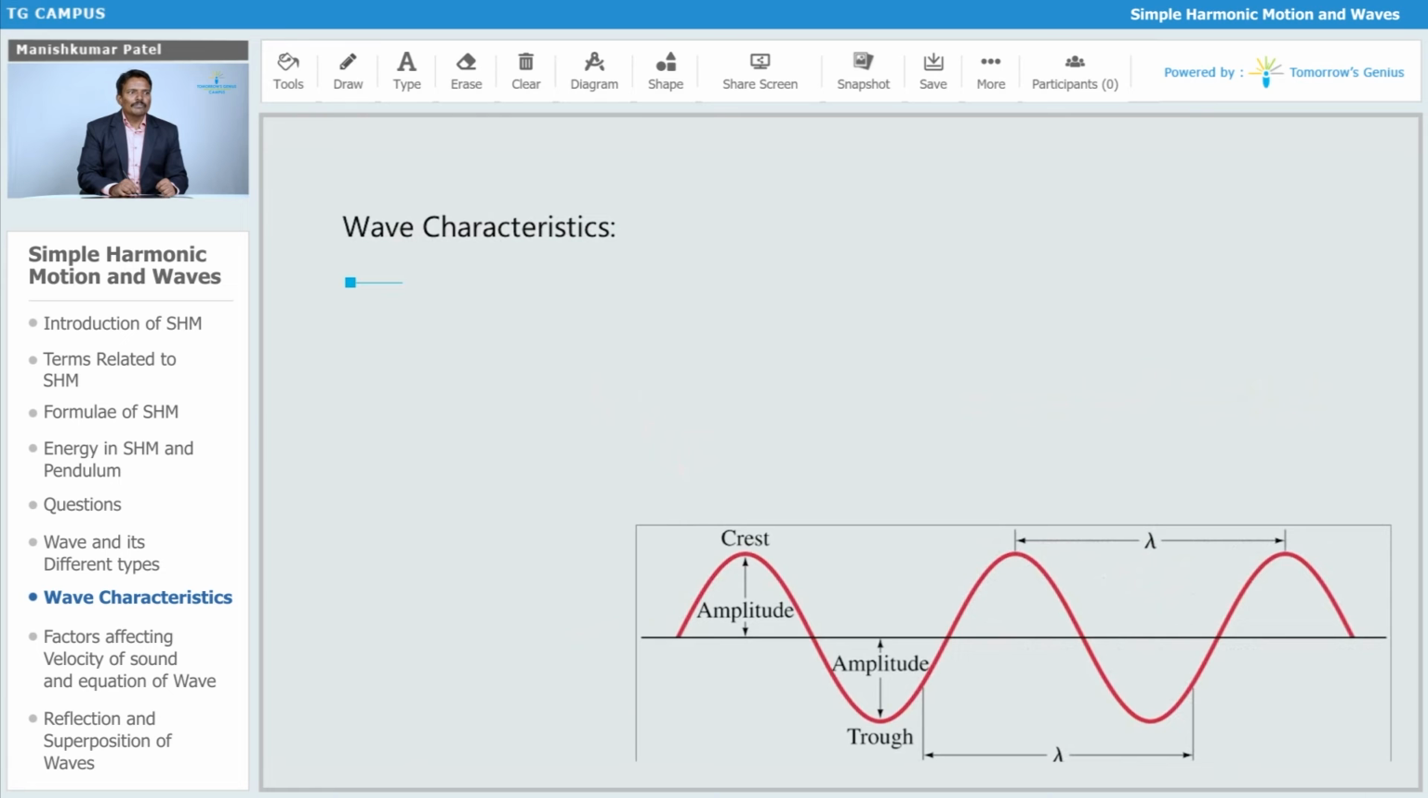So this is how the wave characteristics that we will see. The amplitude, that is also called a crest, then trough. That is the maximum displacement of the particle from its mean position. So this is the maximum amplitude. Then this is the trough. The distance between one crest and one trough consists of your wavelength. So that is what we can say about the wavelength also.